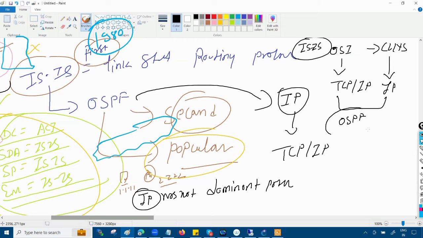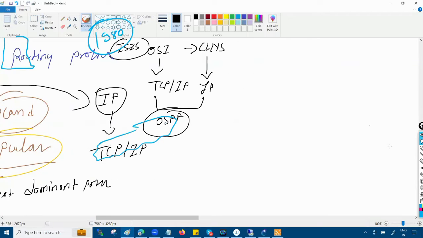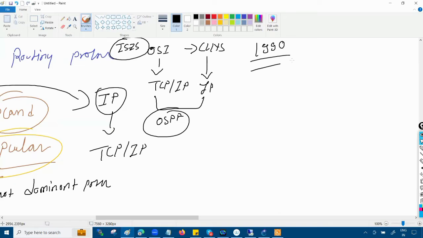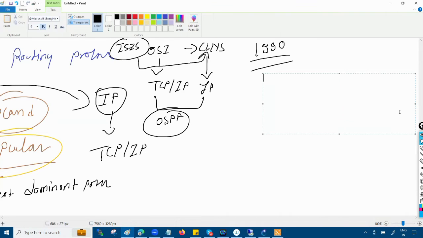But again, OSPF has a lot of disadvantages, like scalability issues. Then finally, in the 90s, they found that CLNS has a lot of issues, and ISIS was only for CLNS. They introduced a new type of ISIS. It's called the dual ISIS protocol.